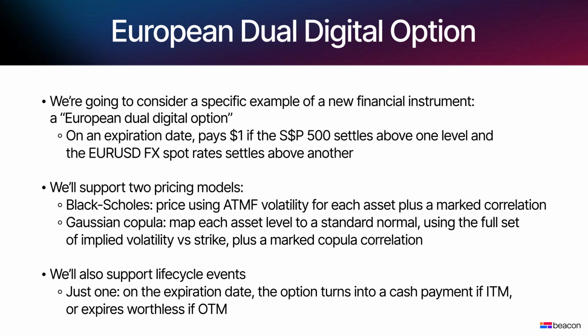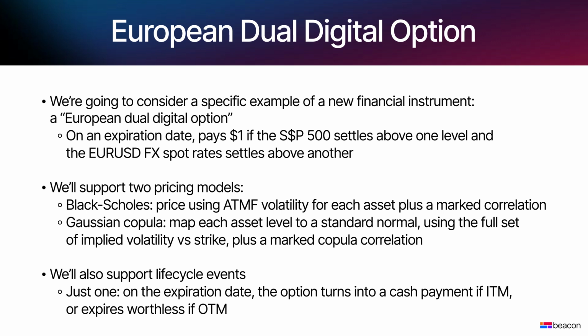We're going to support two different pricing models for this, just as a way of showing how Beacon implements different pricing models. We're going to look at Black-Scholes pricing, where it uses just at-the-money volatilities and ignores the implied volatility skew and smile. And then we're going to look at a slightly more advanced routine called the Gaussian copula, which does incorporate all the implied volatilities of both assets.